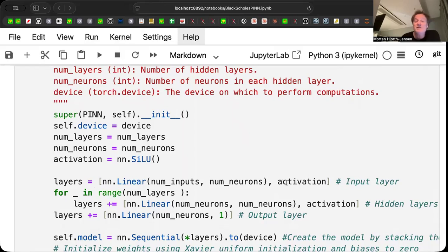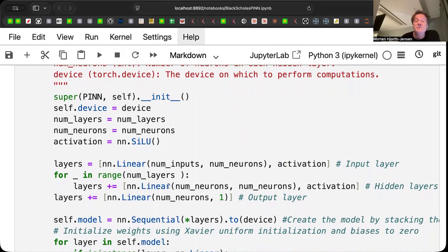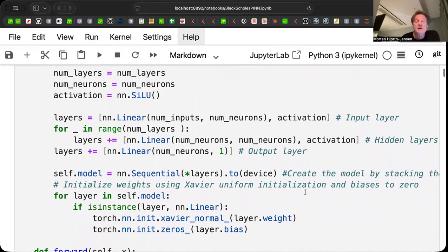And then we have a specific activation function, which we can define. And then we simply have a loop over the range of the number of layers. And that sets up the number of layers. And typically we keep the same activation function for all the hidden layers. And then we define the output layer.